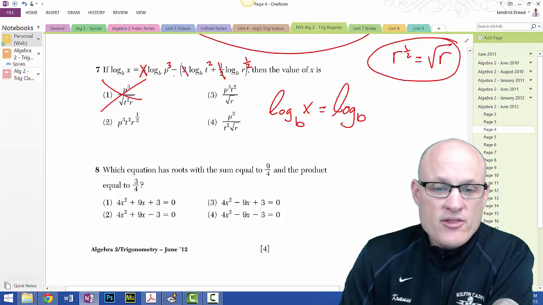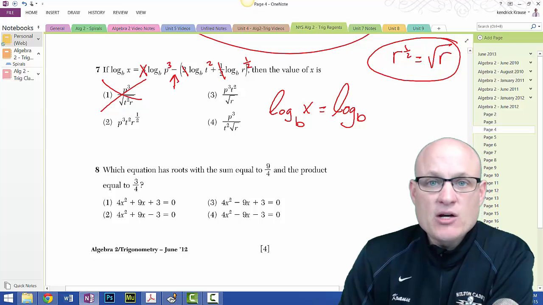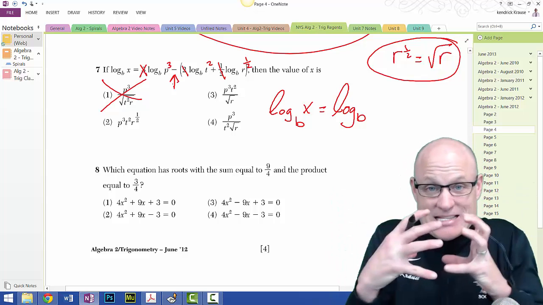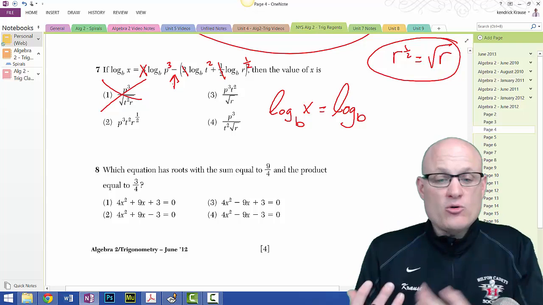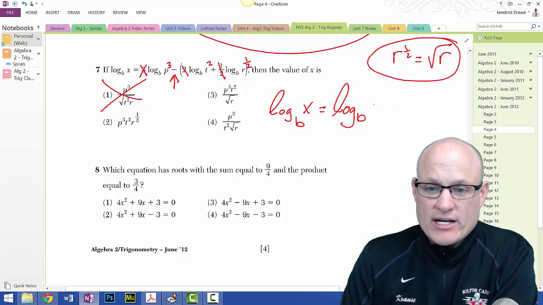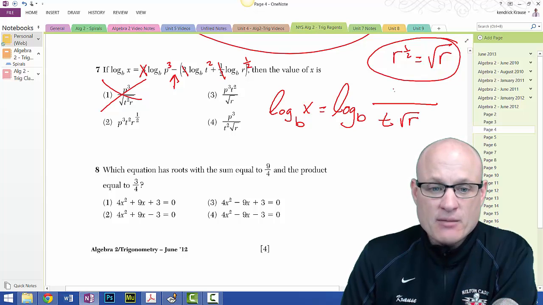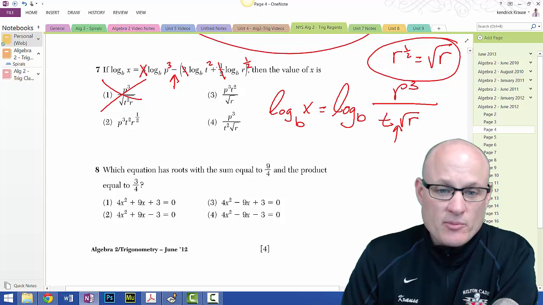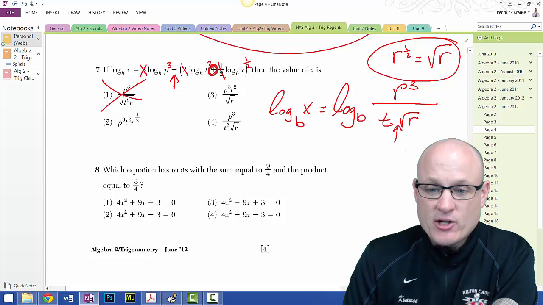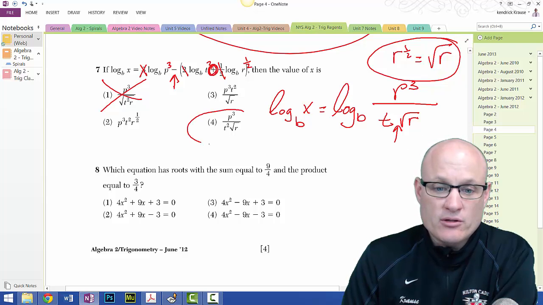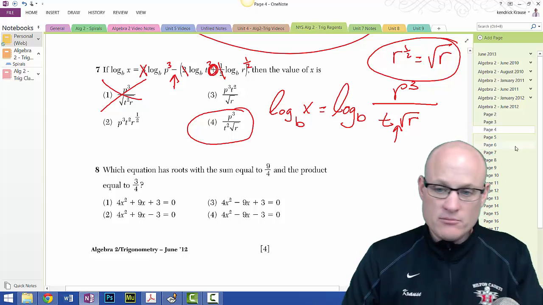Now, this subtraction, when I condense those, they go to division. So what I should be finding is the t squared and the square root of r on the bottom and the p cubed on top. Why is this times? Because these are being added, and because they're being added, they both go to the bottom. So my answer is this one, choice 4. Moving on, kids.